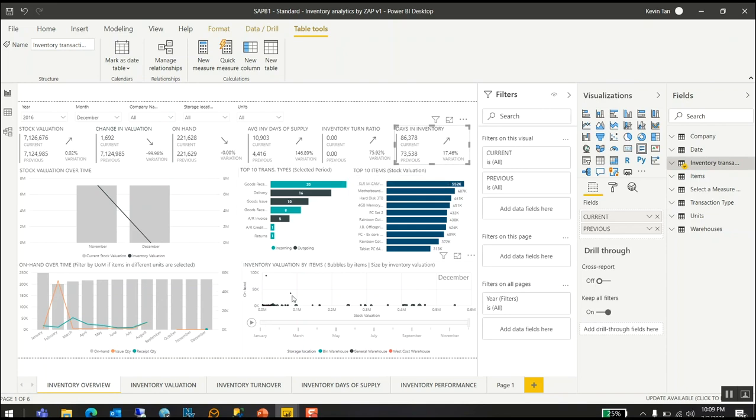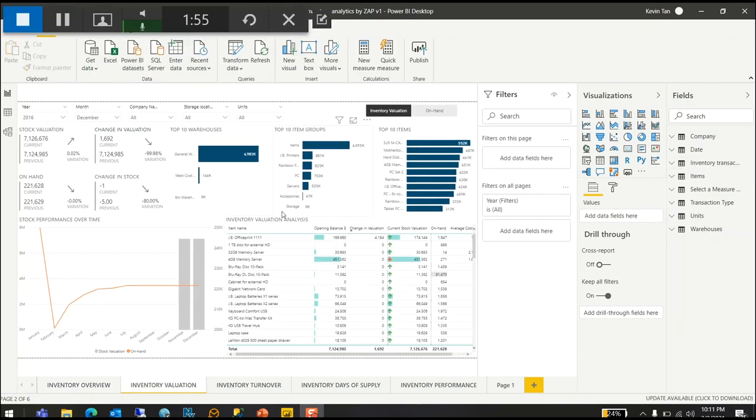As I look down, I look at all these other analytics and look at these bubbles. I do see one with the y-axis as on hand and the x-axis as stock valuation. So knowing that most of the on-hand items are at a lower value is at least better than having a lot of on-hand items at the high value. So as I can see here, a lot of the bubbles are congregating at the left side of the chart.